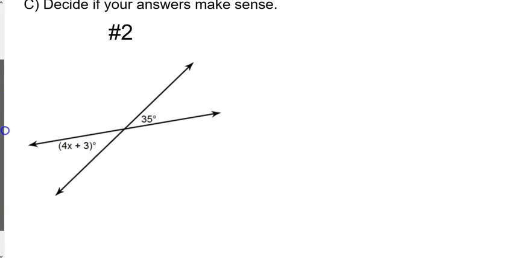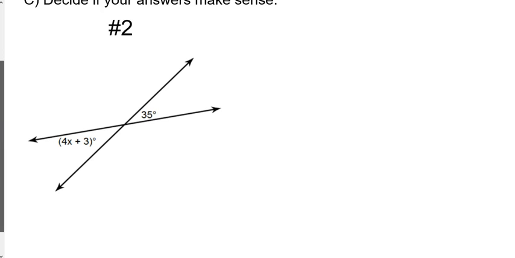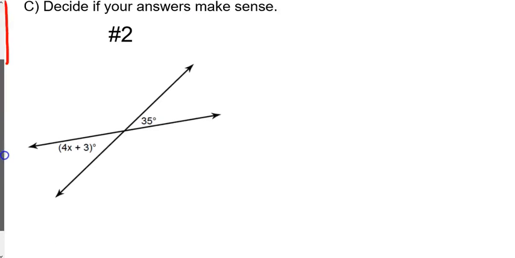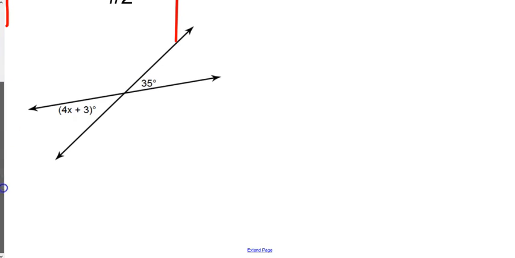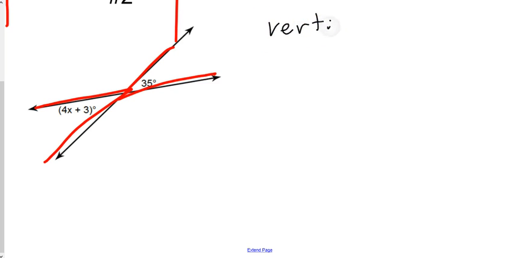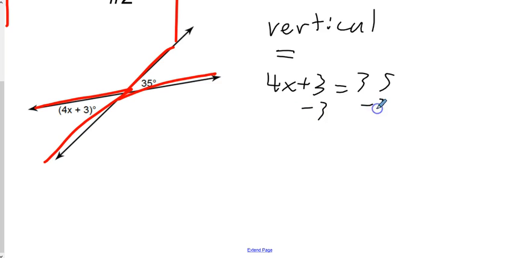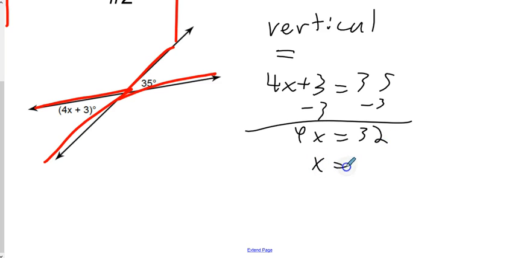Same thing. These 2 angles here. Okay, board's going to be goofy. We have this angle here and this angle here. They are opposite each other in the x, which means they are vertical, which means they are equal to each other, or congruent. And then we're just going to set up the equation. 4x plus 3 equals 35. Minus 3, 4x equals 32. Divide by 4, x is 8.